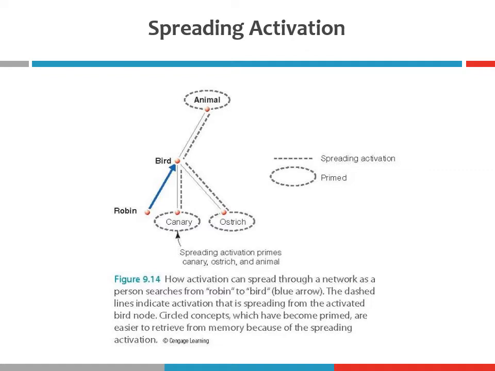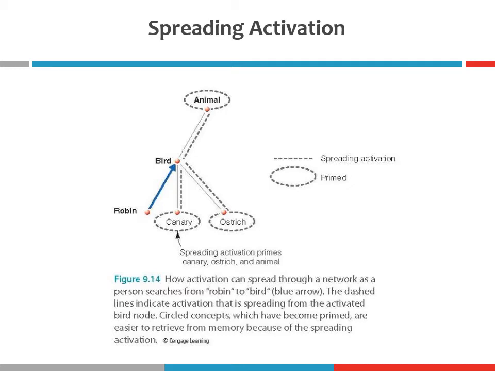Spreading activation is activity that spreads out along any link that is connected to an activated node, right? For example, moving through the network from robin to bird activates the node at the bird level, and the link that we use to get from robin to bird is indicated by the blue arrow. But according to the idea of spreading activation, this activation is also going to spread to other nodes in the network, and that's indicated by the dotted lines there, okay?